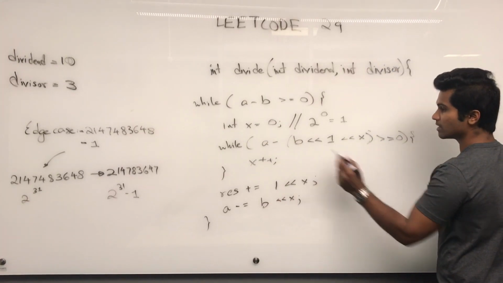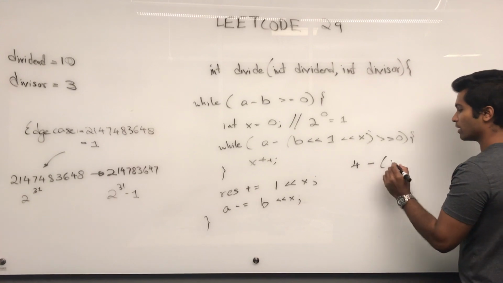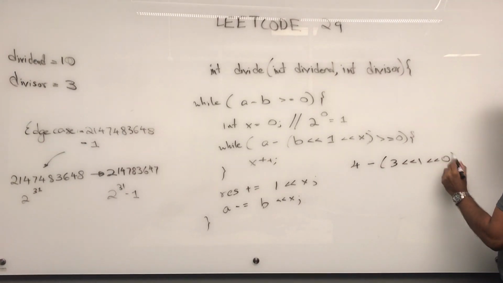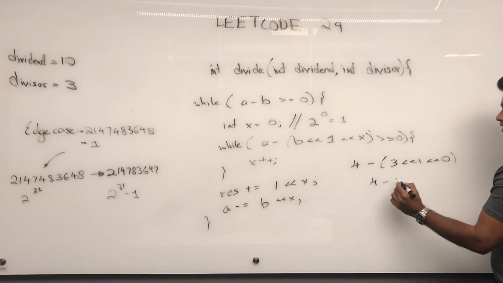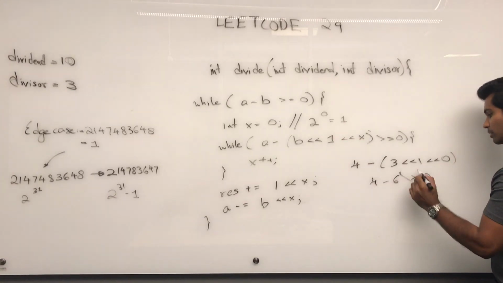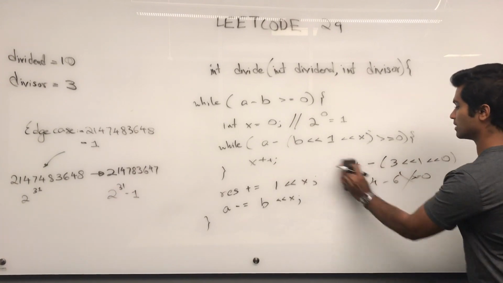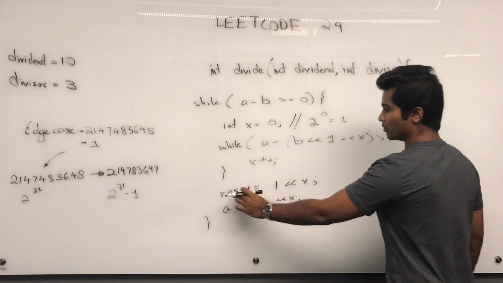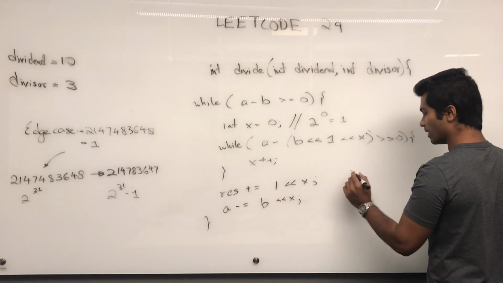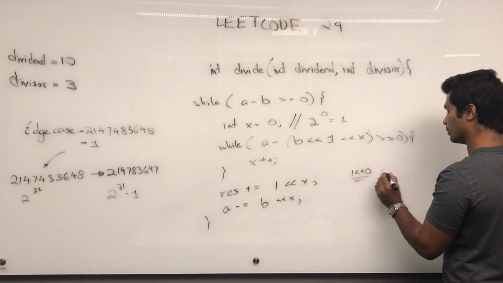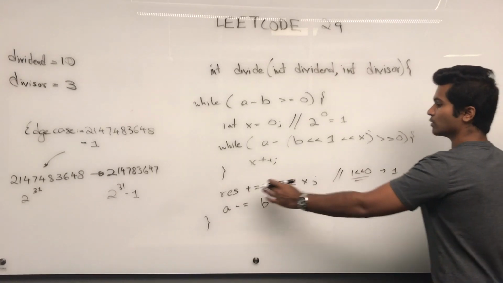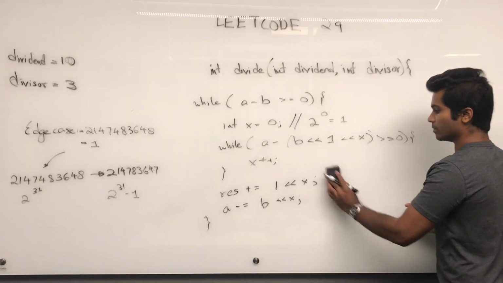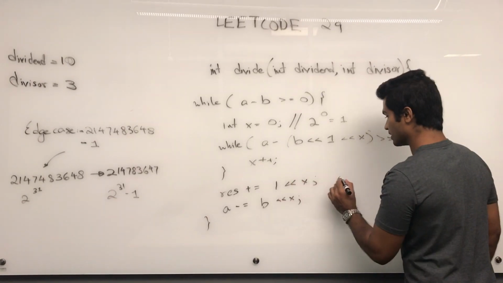When we come in here, this time a is 4, right? B is still 3, shifted over once, shifted over 0 times, which is x. Now 4 minus 6 is not greater than or equal to 0, so we won't even go in this x plus plus line. Next, what we're going to do is increment result by 1 shifted over 0 times, which is just 1, right? So res was 2, now it's incremented again. And then res is going to be 3.